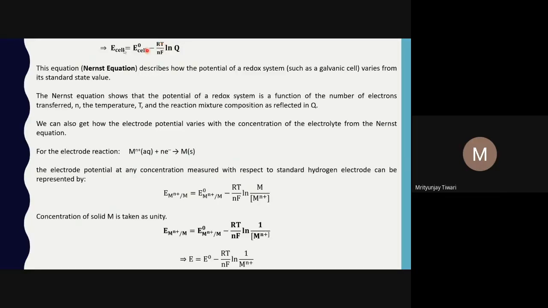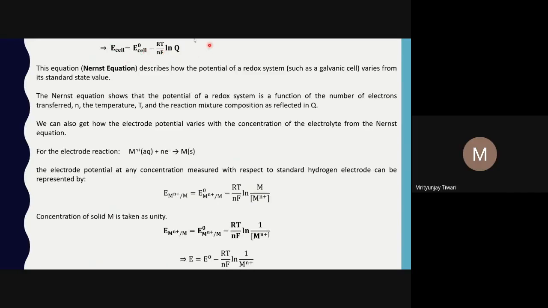If you change the temperature, E cell will be varying. Now if you change the value of n, the number of electrons taking part in the cell reaction, then also E cell will be changing. And if you change the value of ln K, it will also change. Why have I not changed R? R is a constant. F, Faraday's constant, is also a constant.